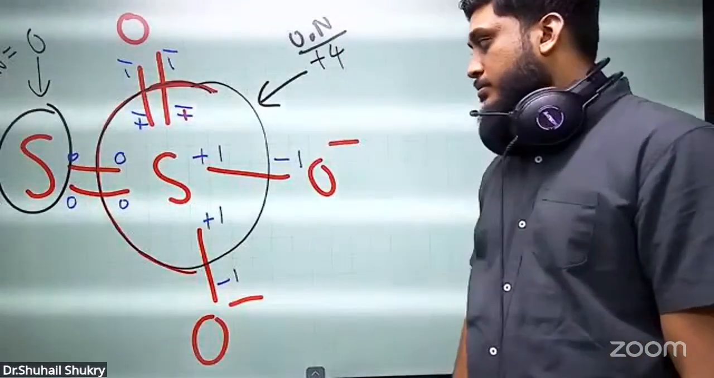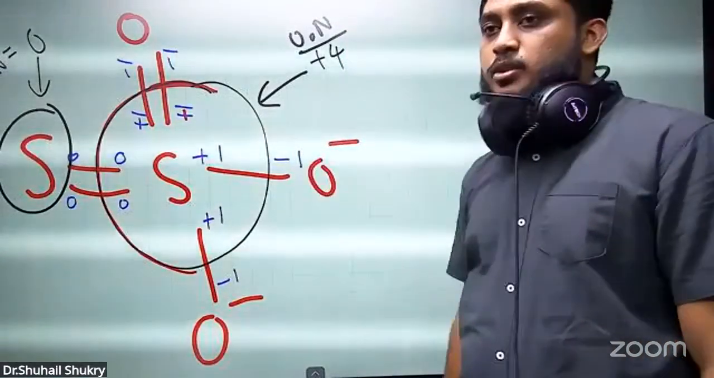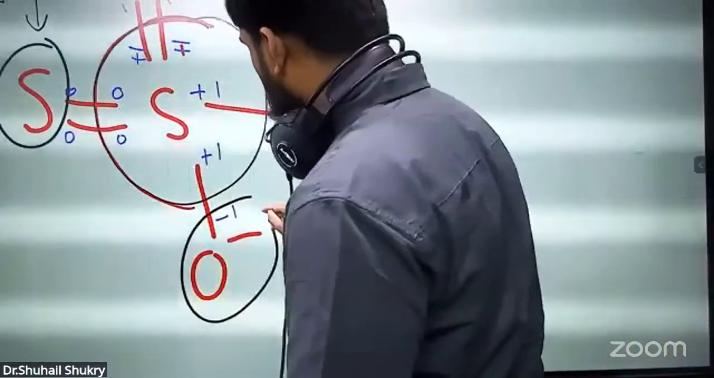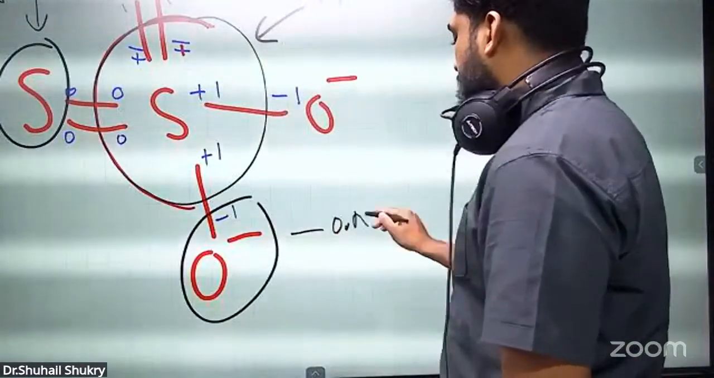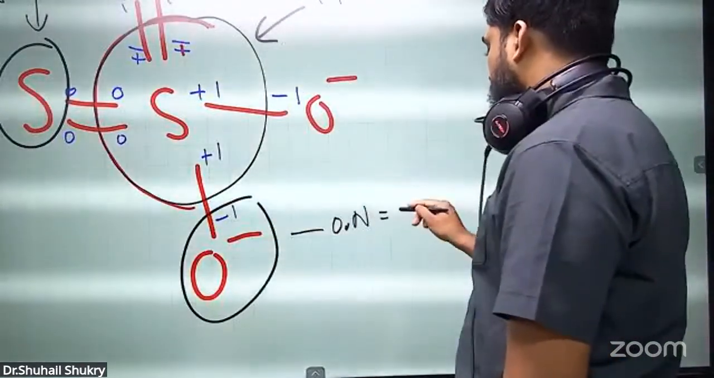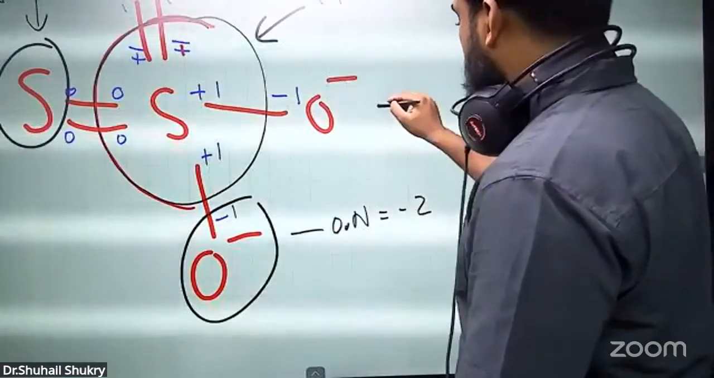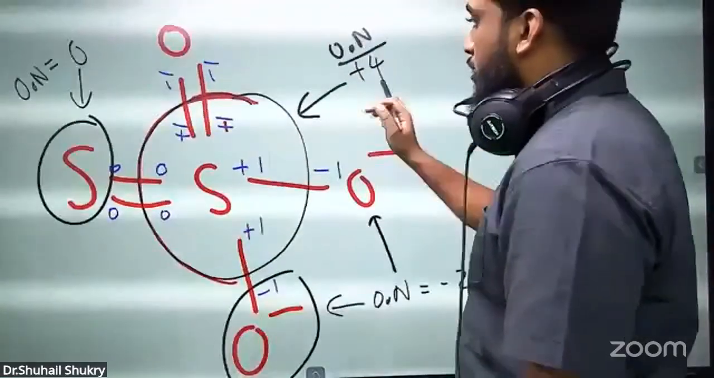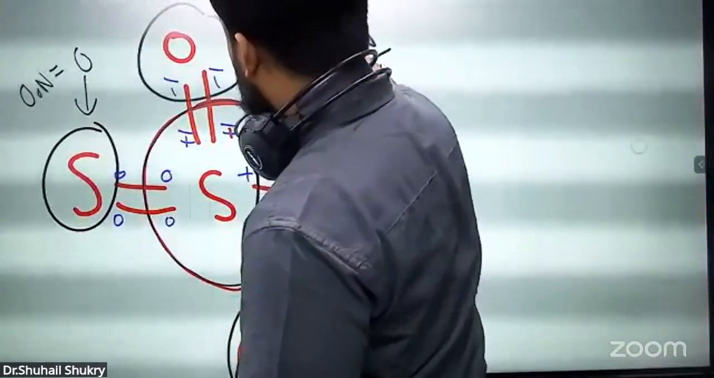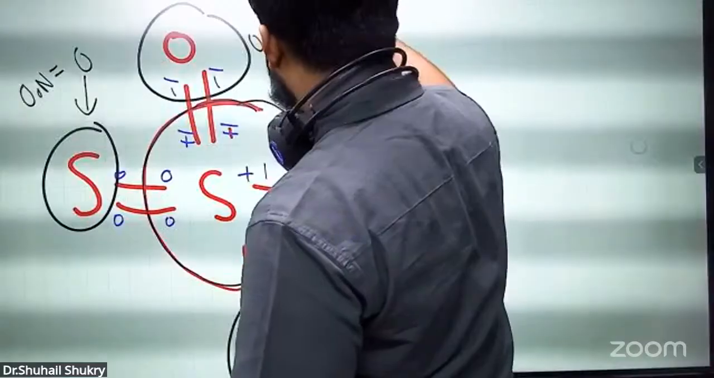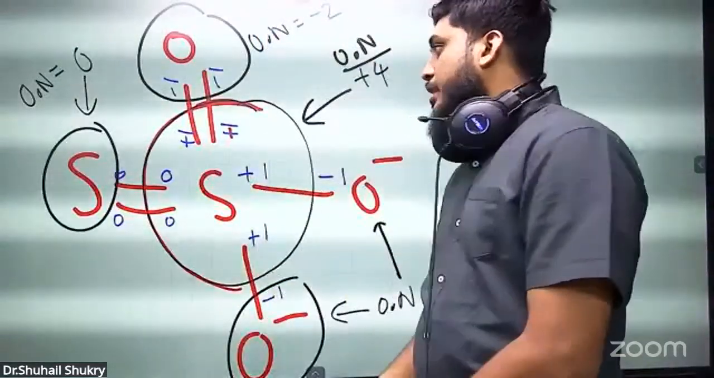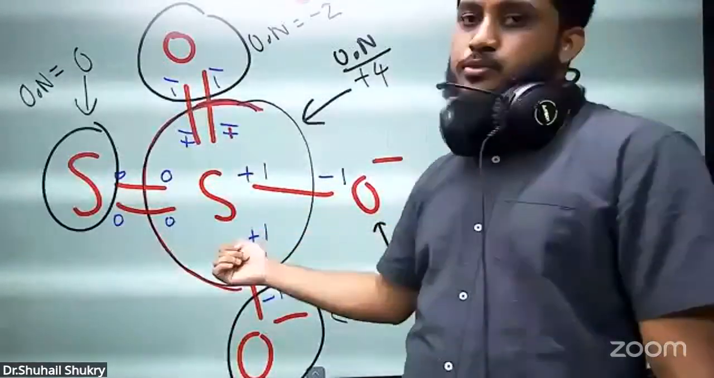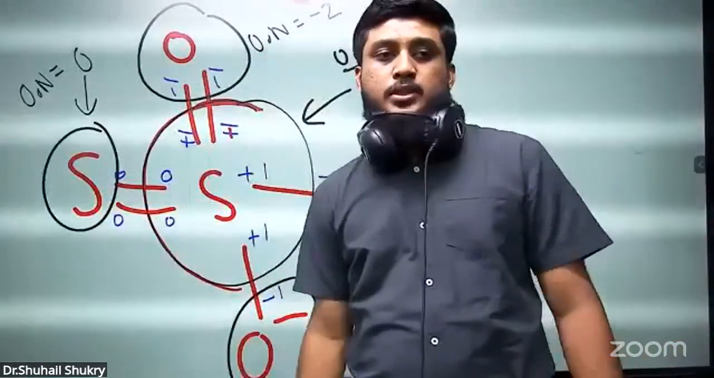Got the point? All the oxygens' oxidation number is how much? This oxygen's oxidation number? There is a minus charge, with this -1 altogether, -2. This one also same thing. These two same thing. This oxygen also -1 and -1, meaning oxidation number of this oxygen also -2. Finally, what are we getting? The average we are getting is +2 actually. But actually one sulfur is +4 sulfur, the other sulfur is 0 sulfur.